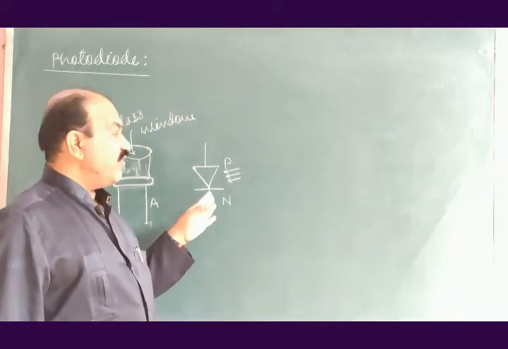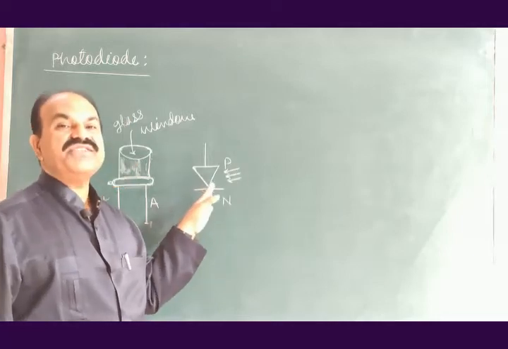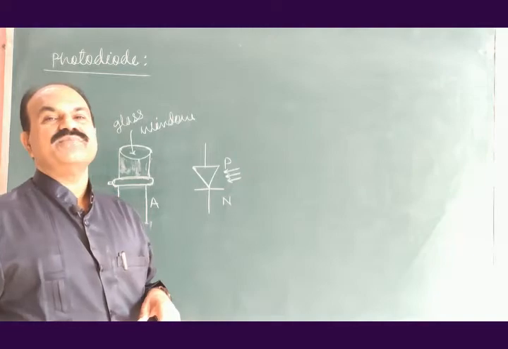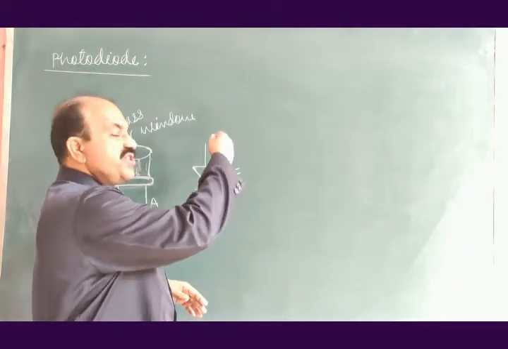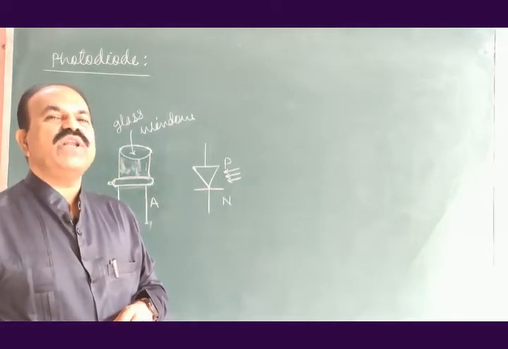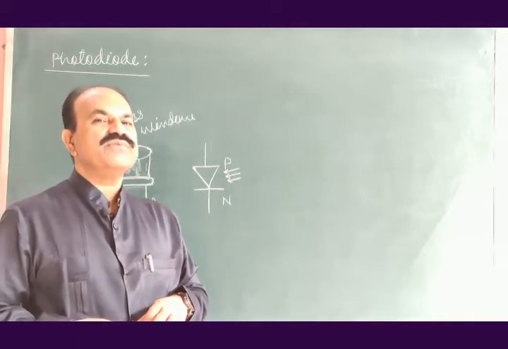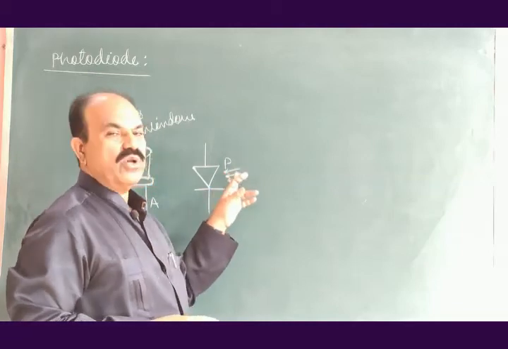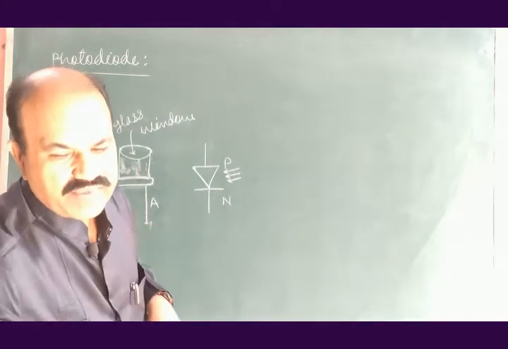Here, for conduction of the photodiode, light energy is needed, and therefore the arrows are inward, representing that light energy is falling on the photodiode. Whenever light energy is falling on the photodiode, current will flow through the photodiode in reverse bias. This is the symbol, and this is the general picture of the photodiode.